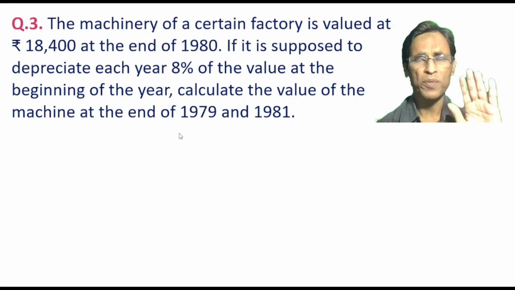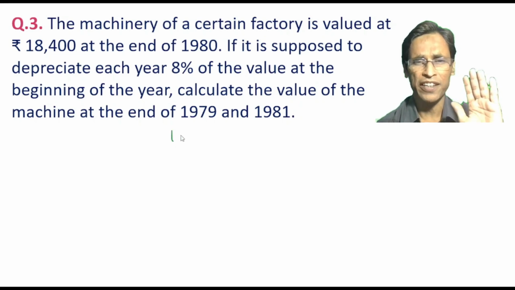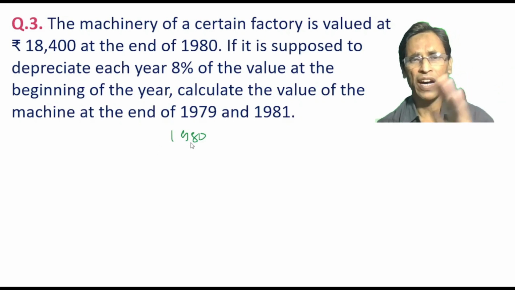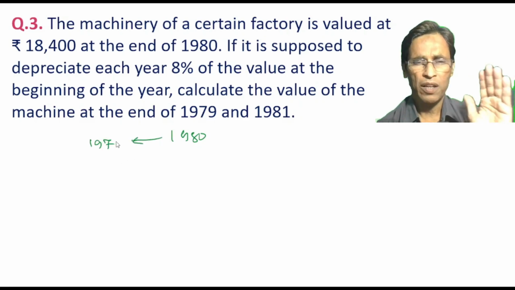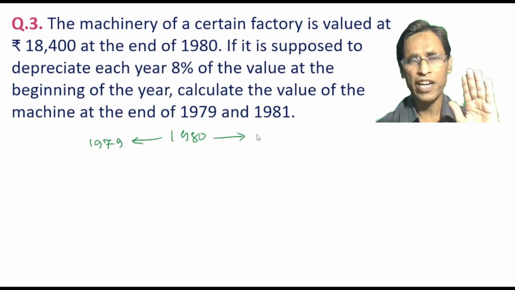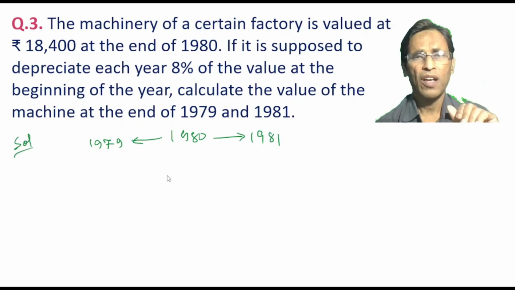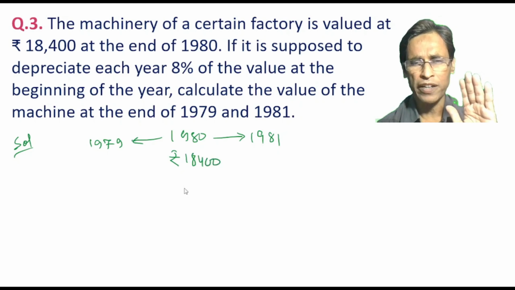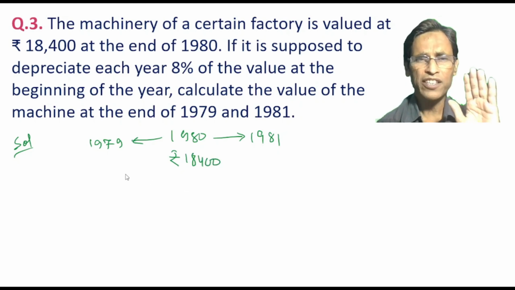In this question, we arrange whatever information is available. First of all, we take the year 1980. The year before 1980 will be 1979 and the year after 1980 will be 1981. Now we proceed from here. The value of the machinery provided in the question at the end of year 1980 is given as rupees 18,400 and the rate of depreciation is given as 8%.